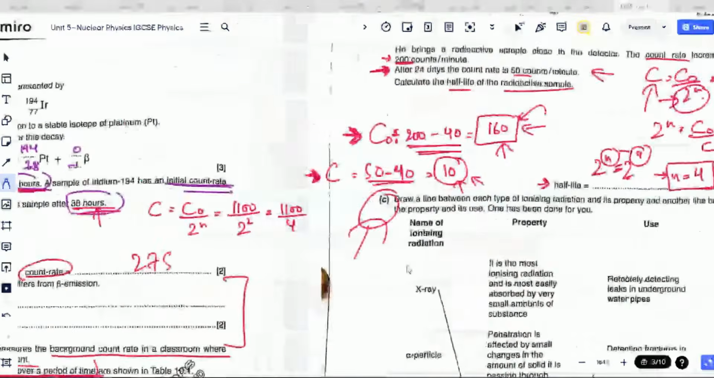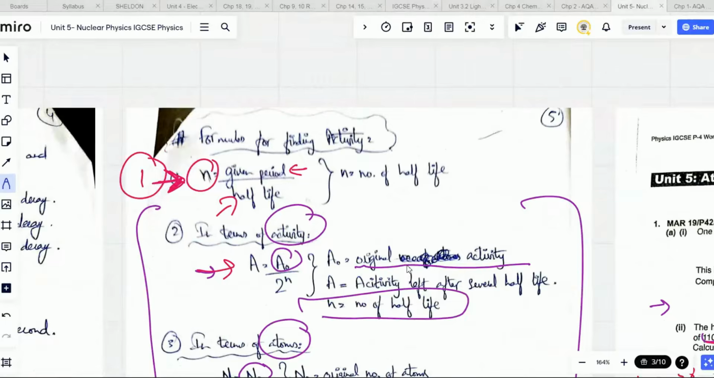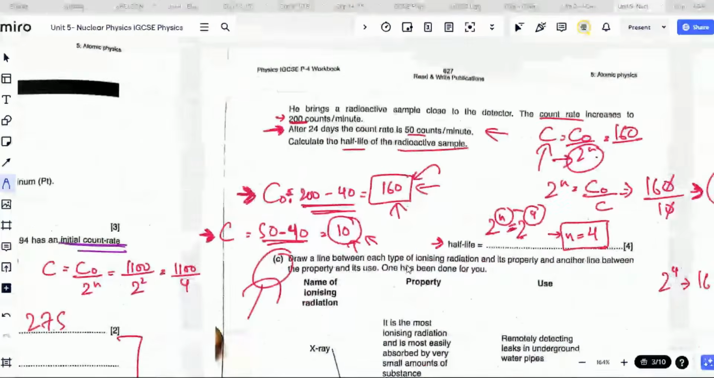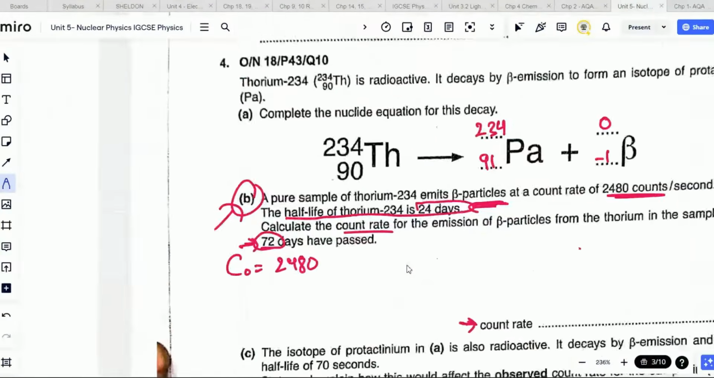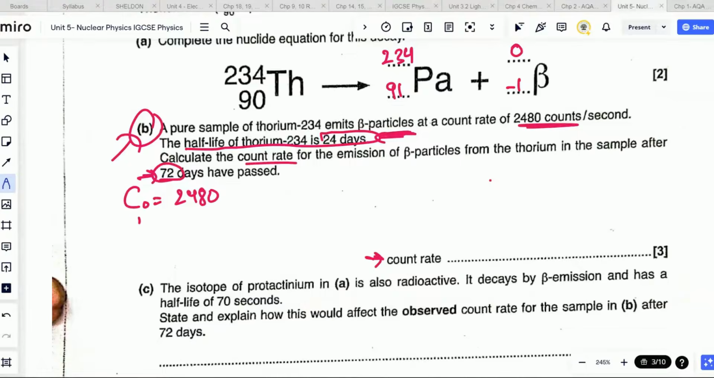So again, the same formula, the first one, what was it? N is equal to given period over half-life. What's the given period in this question? The given period is 24 days. Yes or no? See, the half-life of thorium is this. No, sorry, I'm so sorry. The given period is 72 days. They are saying we have to find the sample after 72 days have passed.